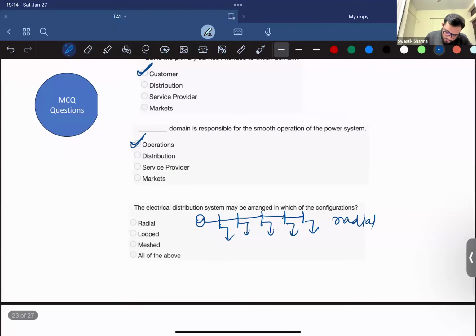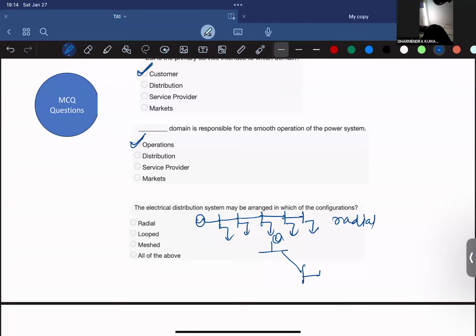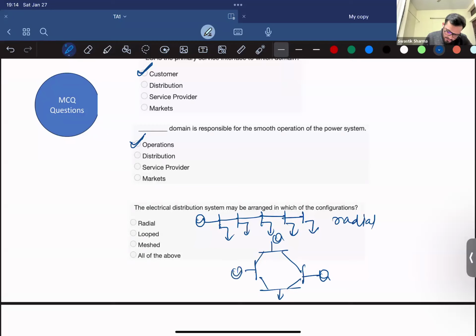Then you have looped. In a loop configuration, let's say here you have generation, load, and some more generation. So this is a loop configuration, and a meshed configuration is both radial plus loop.